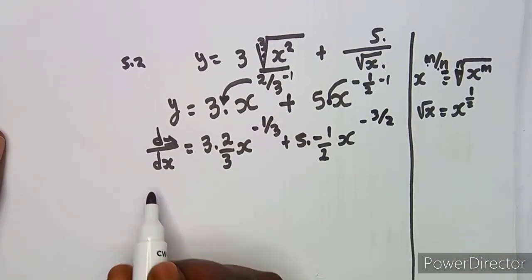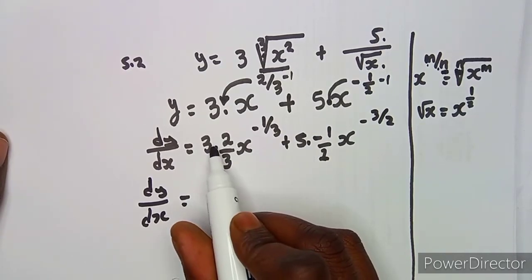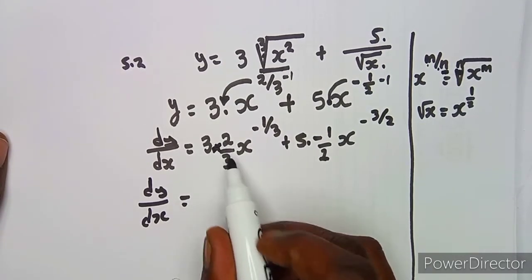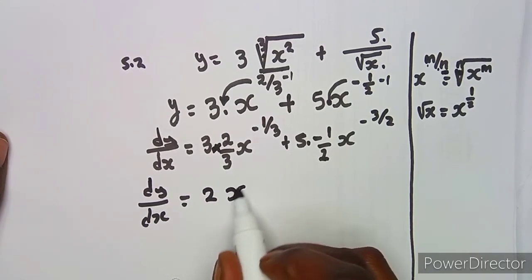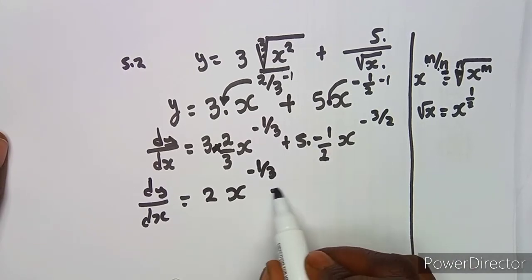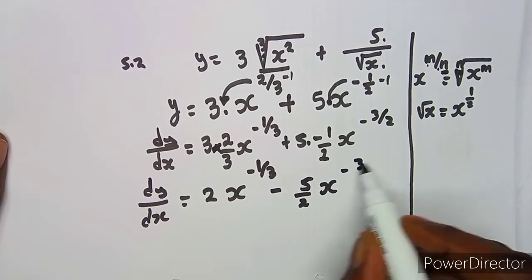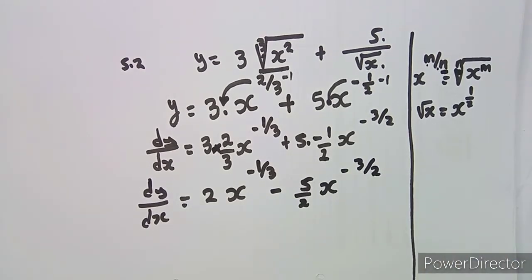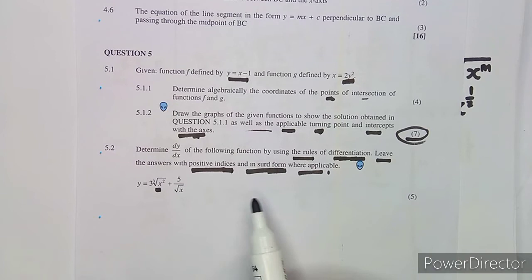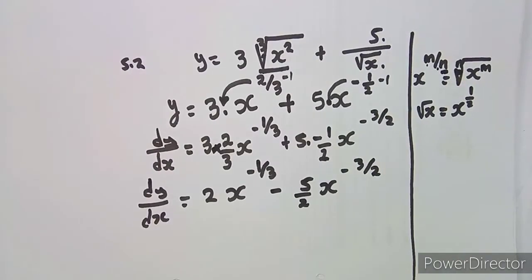All right, so that means our dy/dx is going to be this: 3 times 2 over 3 is going to give us 2, x to the exponent of minus a third. 5 times minus half is going to be minus 5 over 2, x to the exponent of minus 3 over 2. But remember, the instruction was saying leave your answer in terms of positive exponents and in surd form where applicable. So we have to introduce positive indices there, which is exponents.